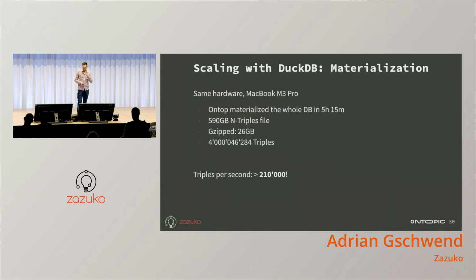Good, then I materialized the thing, because maybe you want to run that in a triple store. This created a mind-blowing 210,000 triples per second in materialization. It took me 5 hours, 15 minutes to materialize 4 billion triples, which was a gigantic 590 gigabyte triples file.